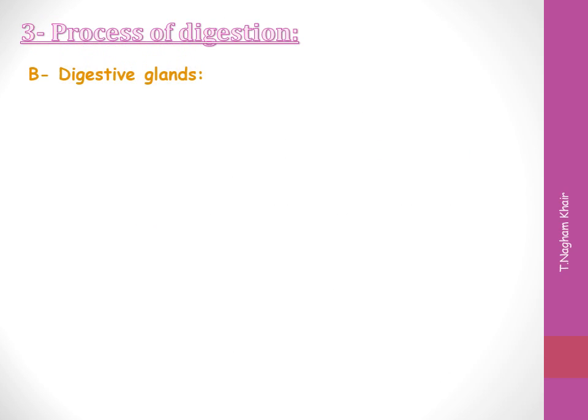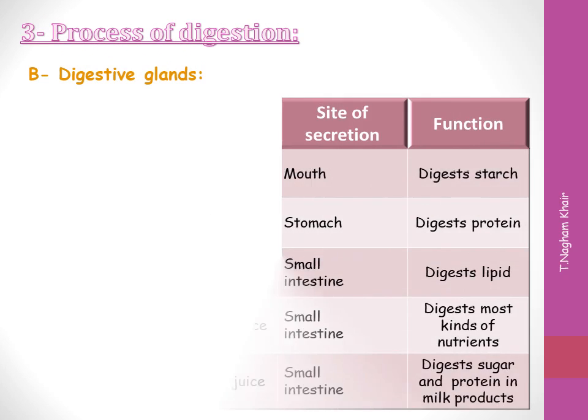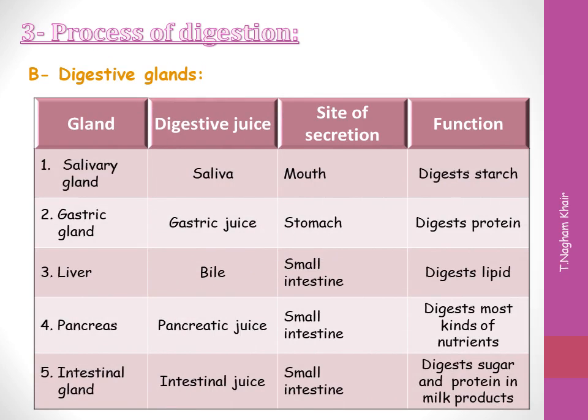Second part are digestive glands. In this table, we will learn about the glands, their digestive juice, the site of secretion, and the function of this juice. First gland is the salivary gland. It secretes a chemical called saliva inside the mouth in order to digest starch. Second one is gastric gland. It secretes gastric juice inside the stomach in order to digest protein.